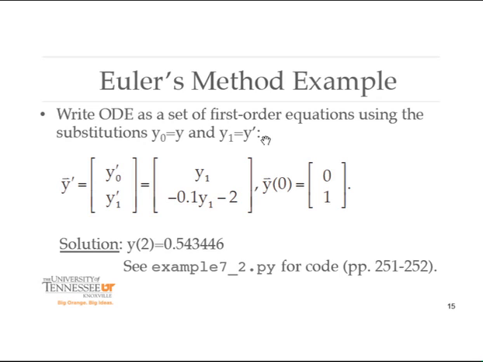And just by definition, we know that if y0 is y, then y0 prime is y prime, but that's the same thing as y1. And if we take the derivative of y1, we get y double prime, and that is given by the original ODE.